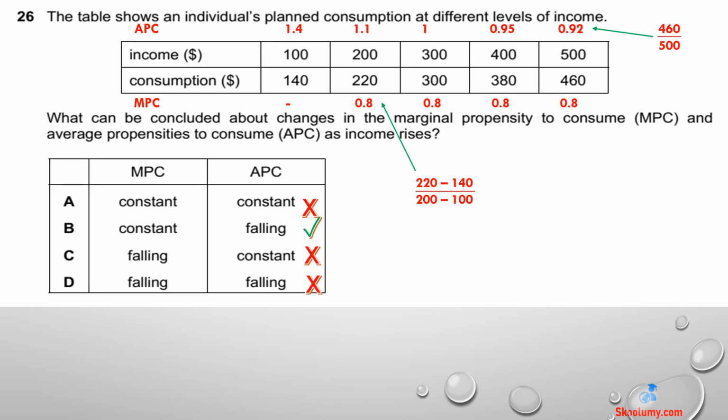Question 26. The table shows an individual's planned consumption at different levels of income. What can be concluded about changes in the marginal propensity to consume, MPC, and average propensity to consume, APC, as income rises? The answer is B. MPC is constant. APC is falling. APC is consumption divided by income, while MPC is change in consumption divided by change in income. They have been calculated. MPC does not change while APC is decreasing.